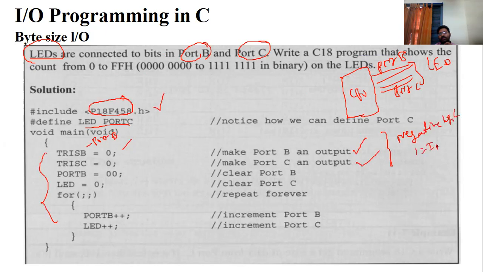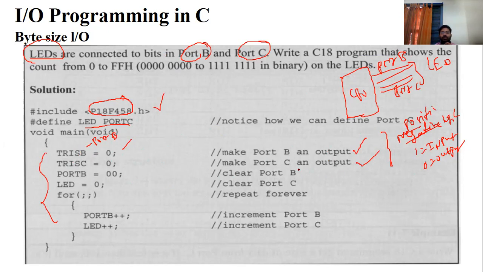1 is input, 0 is output. Or positive logic, 1 is input and 0 is output. TRISB 0 is nothing but an output port. Because we are going to connect two ports, we make these two ports output ports. Yes, that is done.